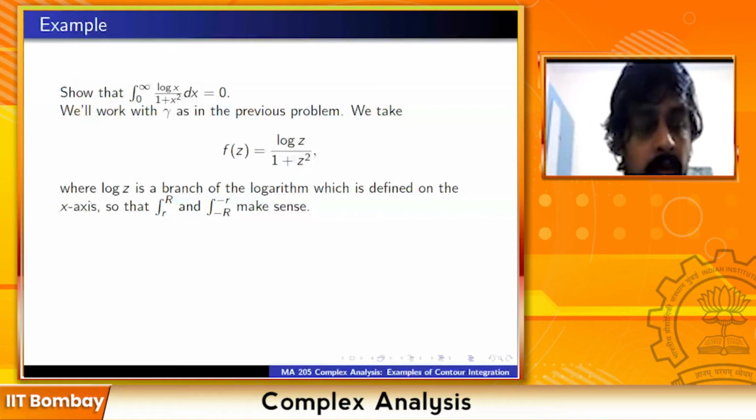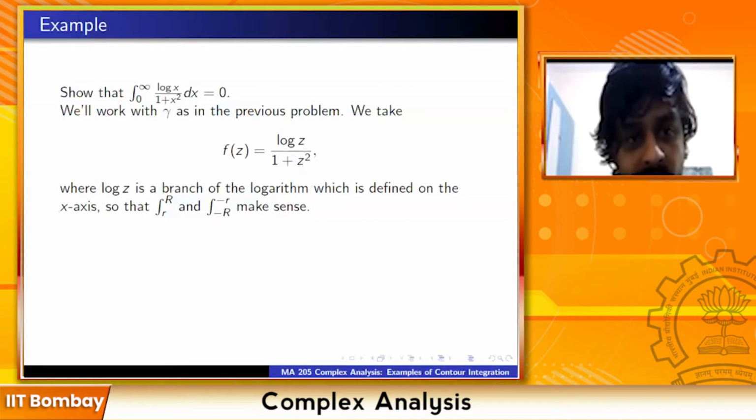When we define log, the standard branch cut is to remove the negative x-axis, and then you get a simply connected open set on which you can define a branch of the logarithm. This is what you usually do. Here we cannot quite do that because we want this function to be defined on the negative x-axis. Because of the choice of contour that we are taking, we want the function to be defined on the negative x-axis. So we will choose a different branch of the logarithm.